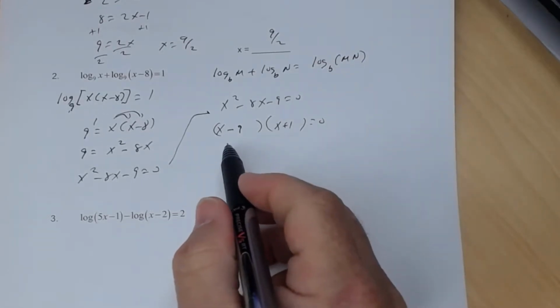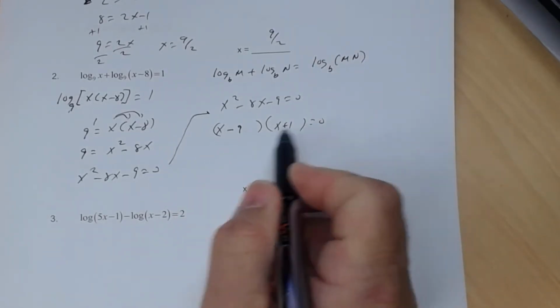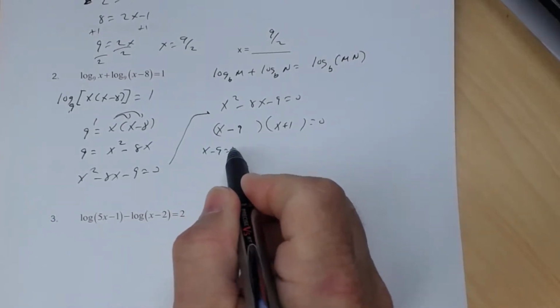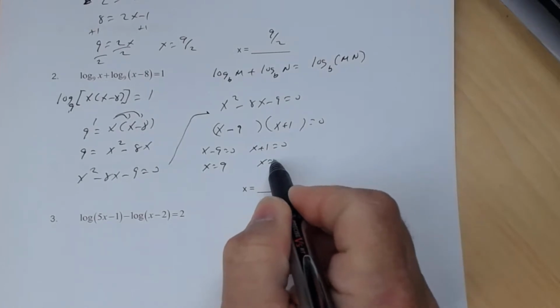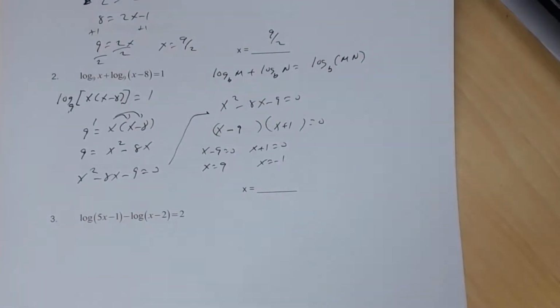And then I use the zero factor property. So I have to set each of those factors equal to 0. So I get x minus 9 equals 0, x plus 1 equals 0. So I get x to be 9, and x to be negative 1. Now those are your proposed solutions.